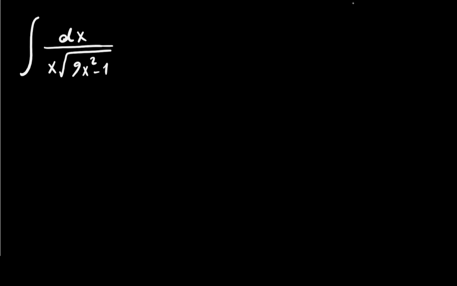Today I'm gonna solve a really nice integral, so let's talk about this. If we have the integral dx divided by x times the square root of 9x squared minus 1, we want to find the answer. So for the first step, I can write it in a better form: integral dx divided by x times the square root of 3x squared minus 1. And so I have to use a really nice substitution.